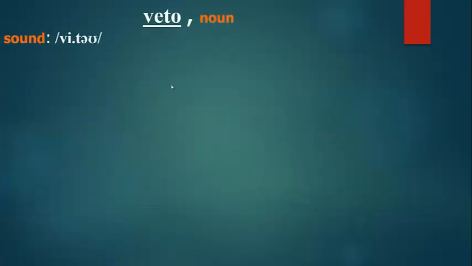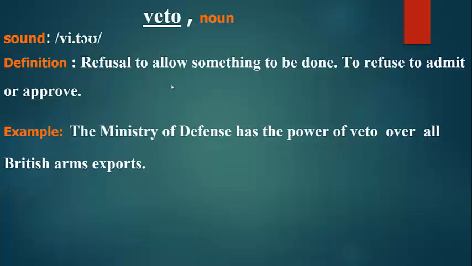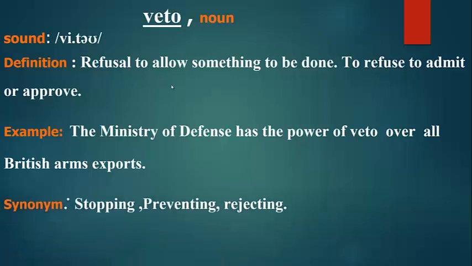Veto. It's a noun. Sounds like veto. It means to stop something from happening. So it means refusal to allow something to be done, to refuse to admit or approve something. For instance, the Ministry of Defense has the power of veto over all British arms exports. So veto is to stop something from happening or to refuse it or reject it.